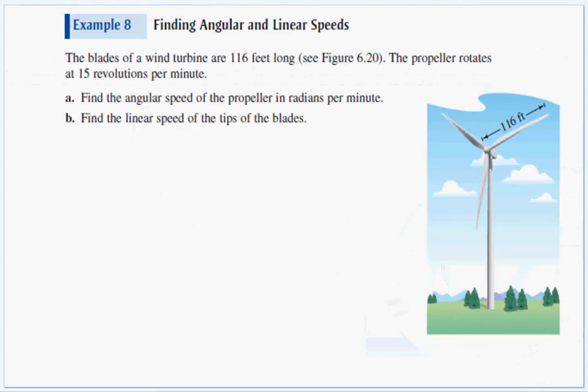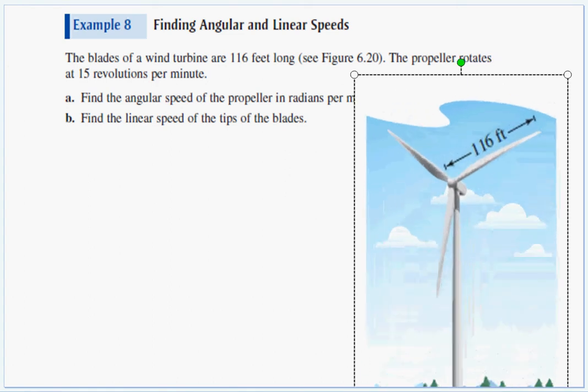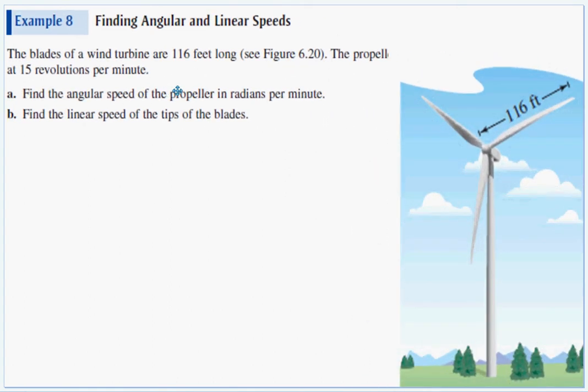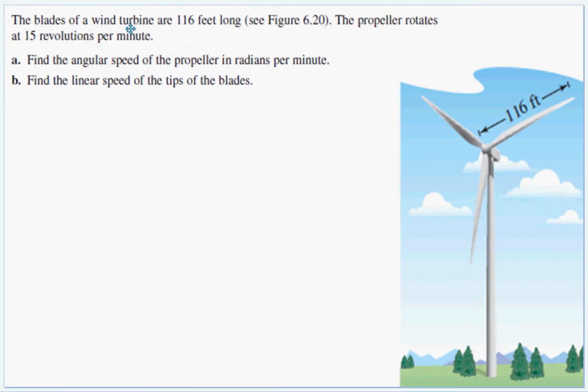And now here's another one. This one we're going to find angular speed. We're also going to do a linear speed, kind of similar to what we just saw in the clock face. But in this example, we've got the blades of a wind turbine. They are 116 feet long. I'm going to take a guess that's going to be a radius somewhere. The propeller rotates at 15 revolutions every minute. Part A, find angular speed in rads per minute. And then part B, the linear speed of the tip of the blade.